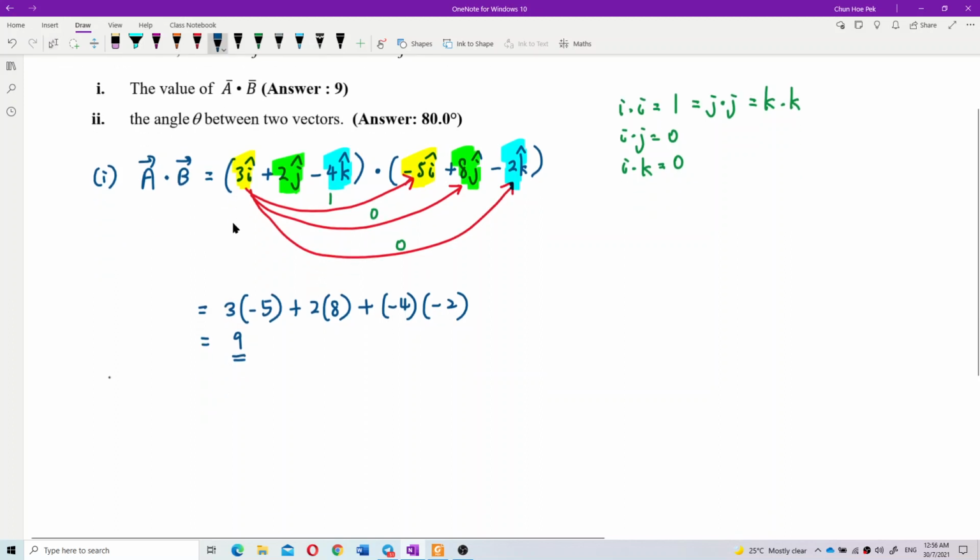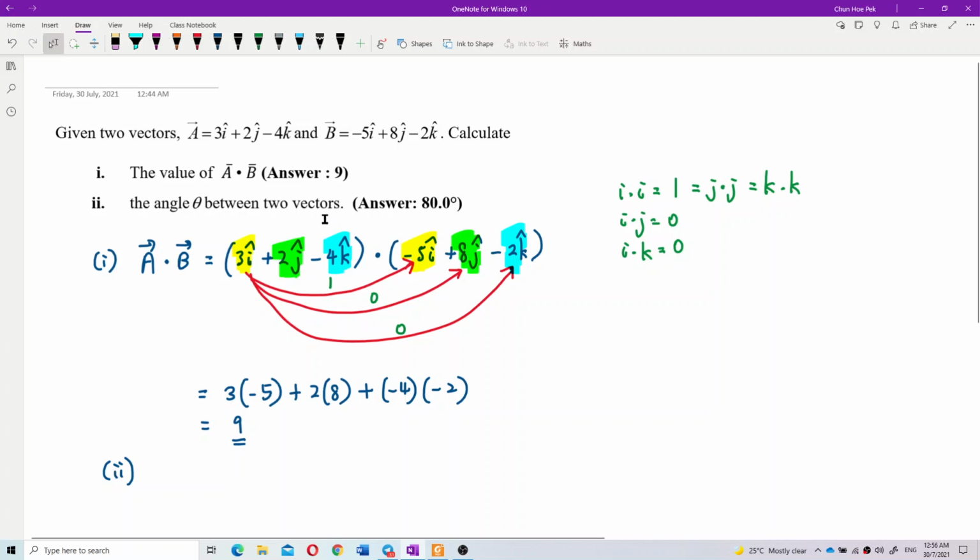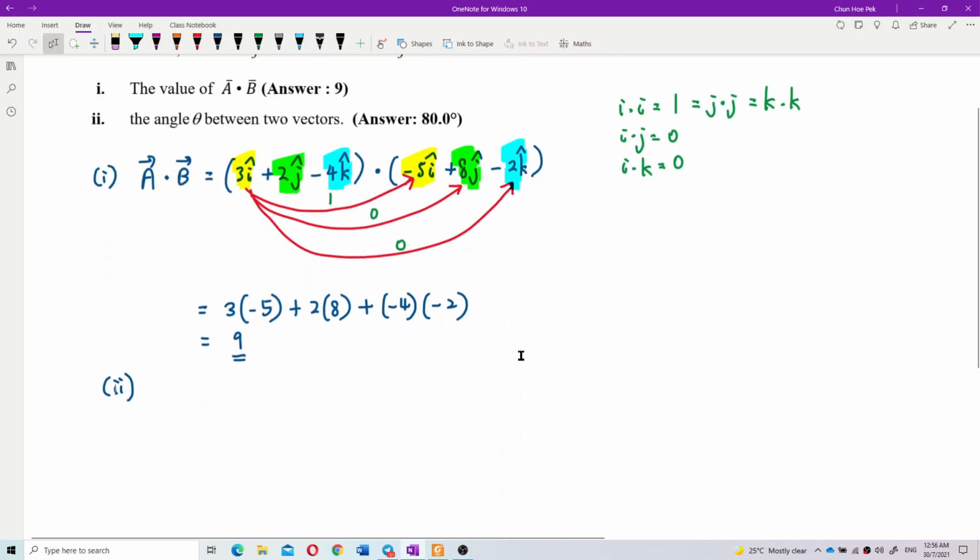Question 2, actually, if you look at the syllabus, we just need to state the formula of dot product. So this question 2 is out of syllabus, but we still can do this question. Let me show you how. What's the formula for dot product?